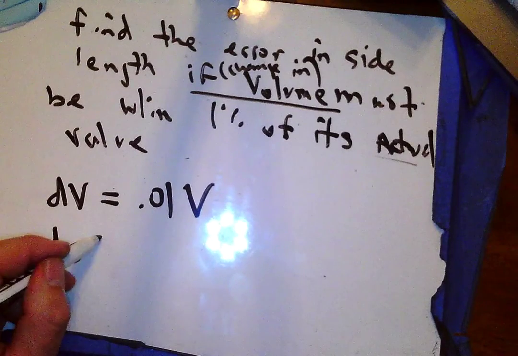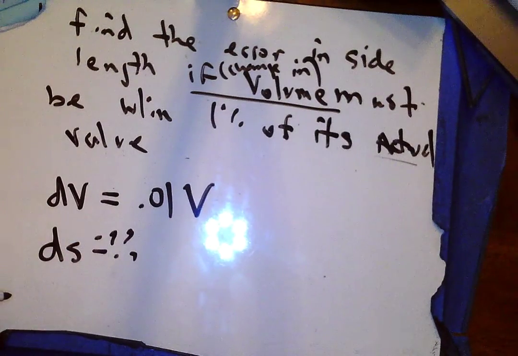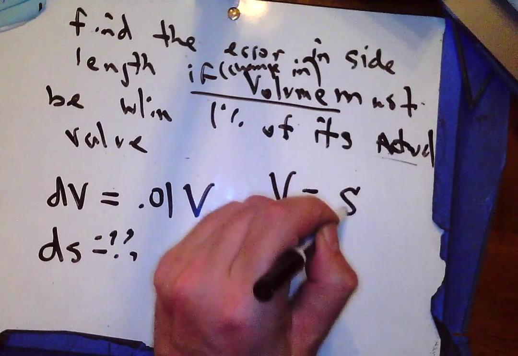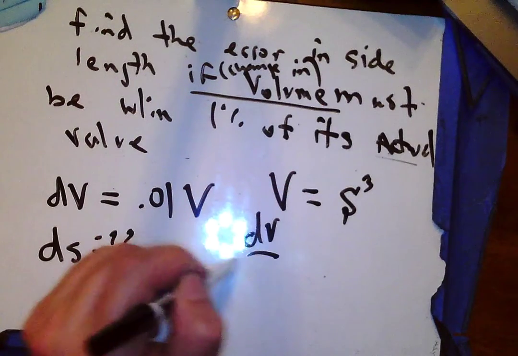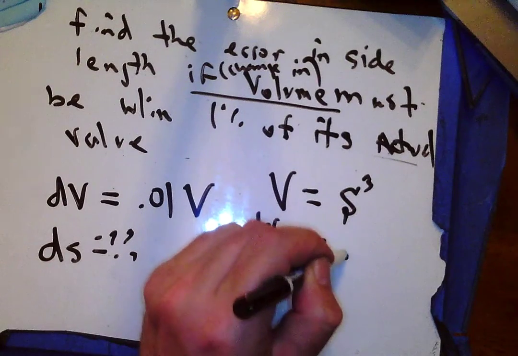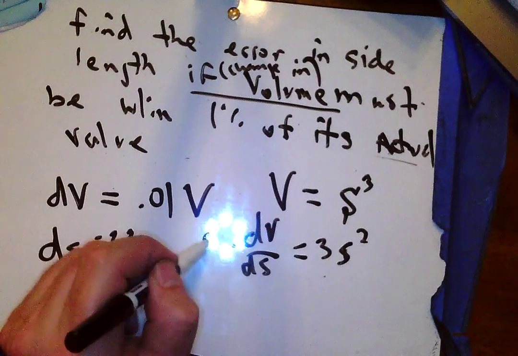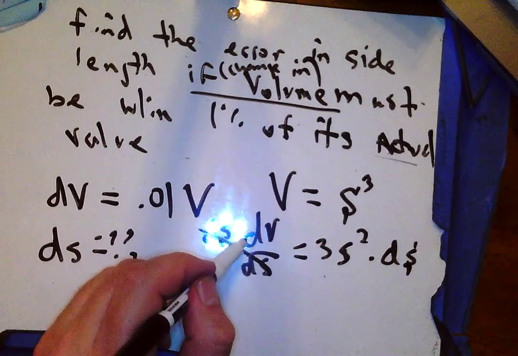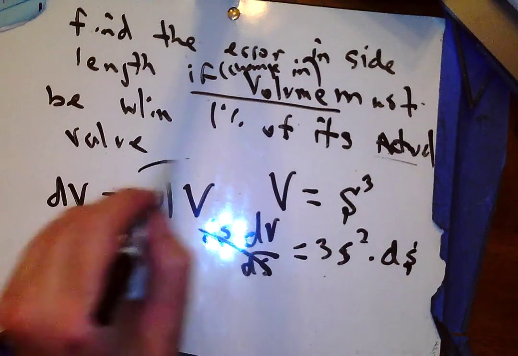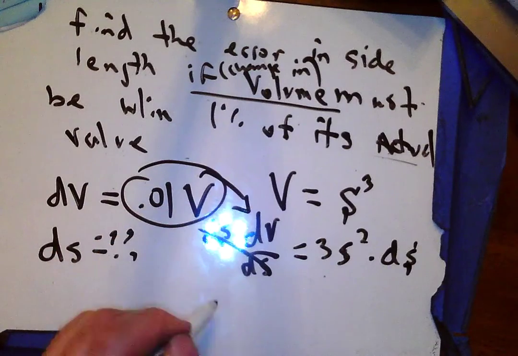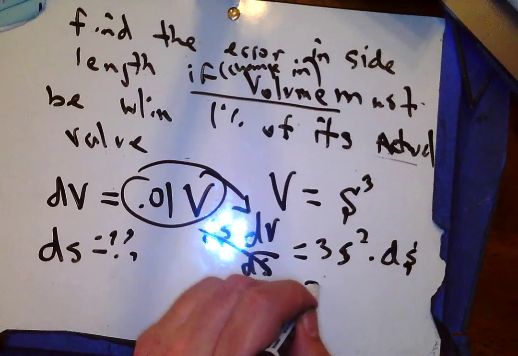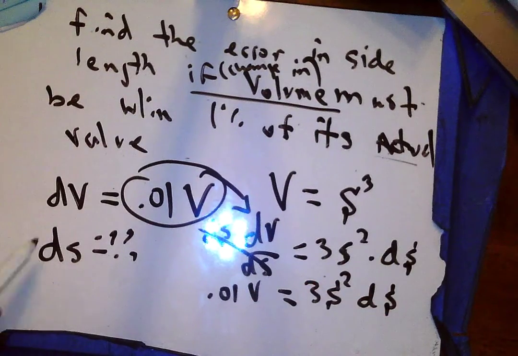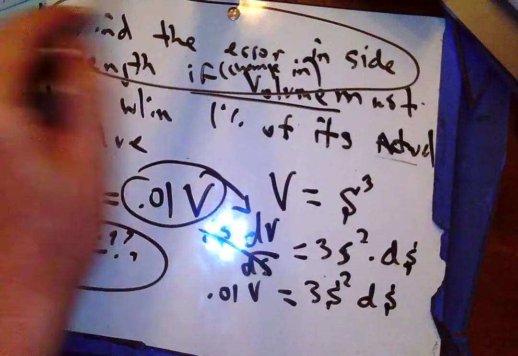They want to know, what can we say about ds? Okay, well, let's talk about this cube. V equals s to the third. Let's say that dV/ds equals 3s squared. Let's multiply both sides by ds. And now we've got change in volume. Fabulous, which I can put that in for. 0.01V equals 3s squared ds. And what are we looking for? We want to know the error in side length.